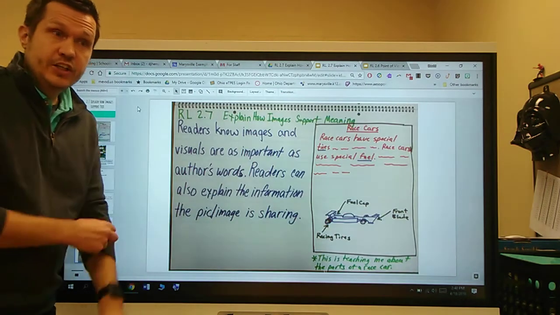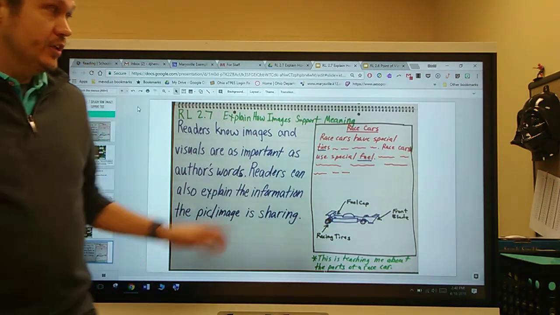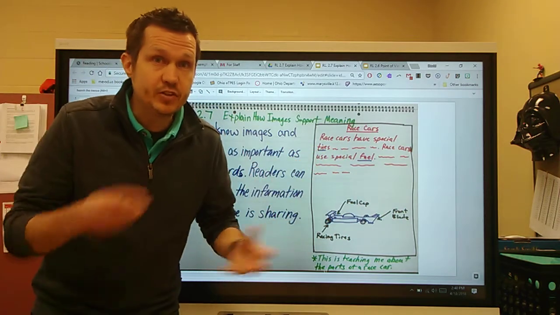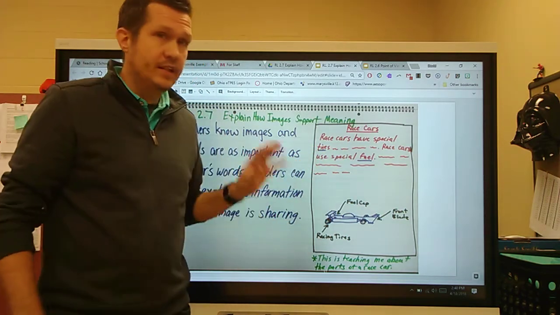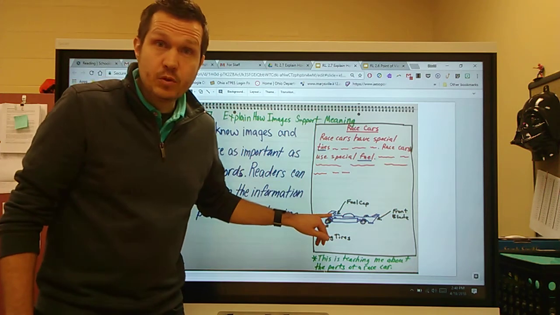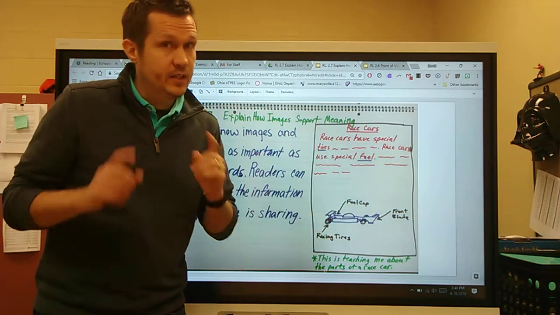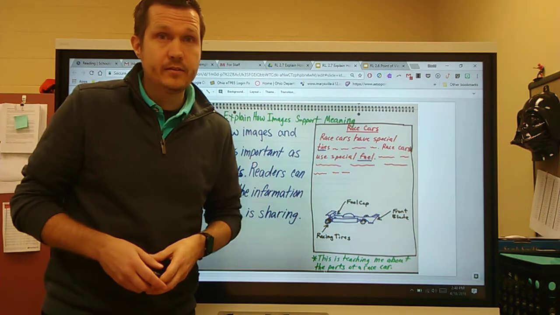So when you're reading on your own, you want to make sure if you see words, pay attention, try to figure them out. What clues are they giving you? What are they telling you? And if you see visuals, make sure you look at those too, because those are trying to teach you something too. Okay? Good luck out there.